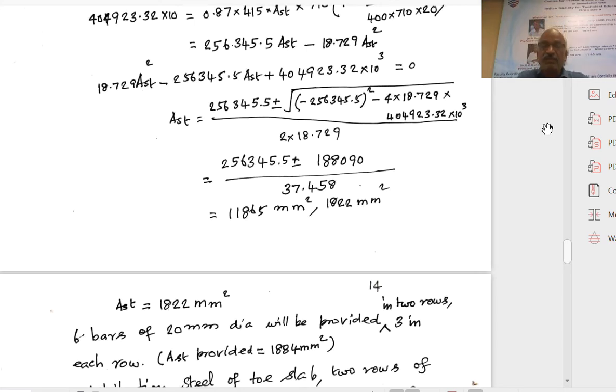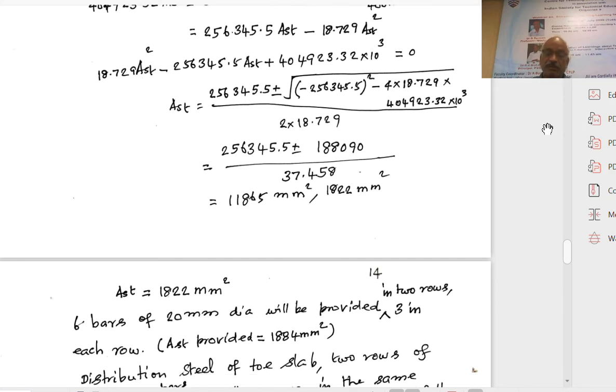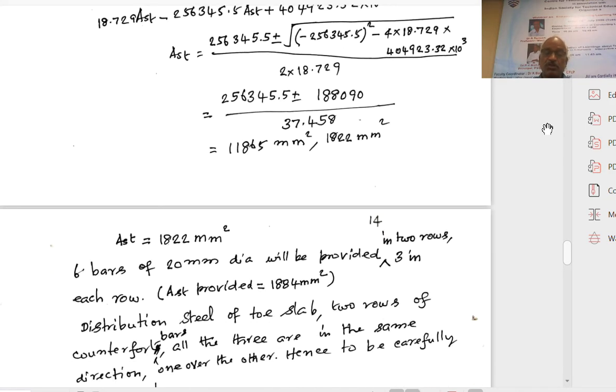The thing is, we have to accommodate these 6 bars within a width of 400, because we know the width of the front counterfort is only 400 mm. So in 400 mm we cannot provide 6 bars in a single row. Therefore, we provide the bars in 2 rows. So 6 bars of 20 mm diameter will be provided in 2 rows, 3 in each row. Then distribution steel.